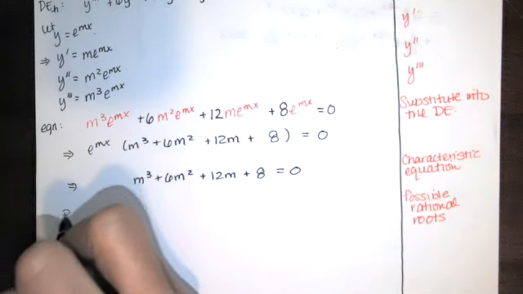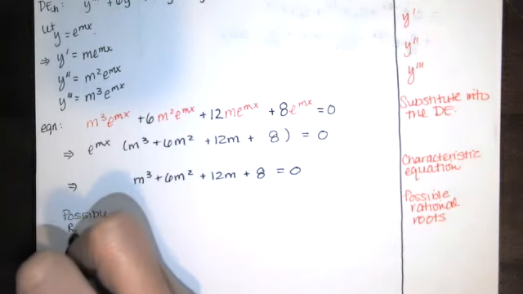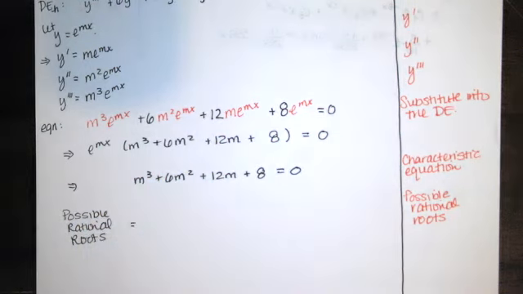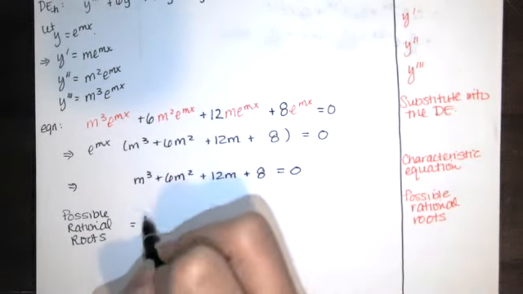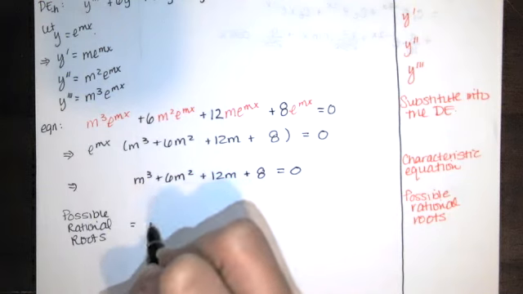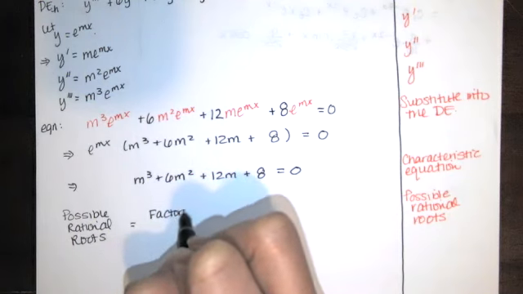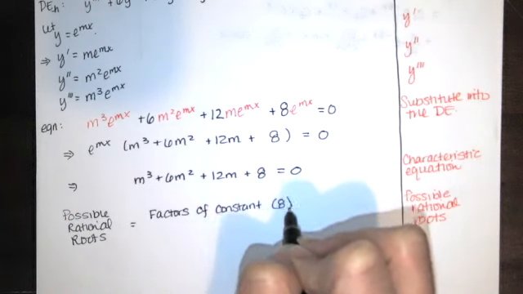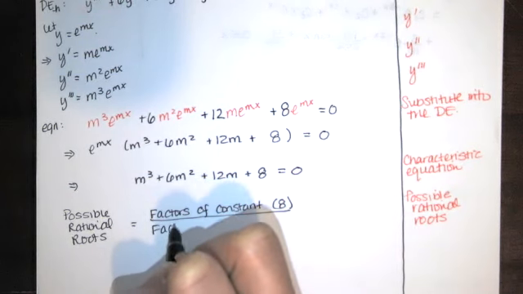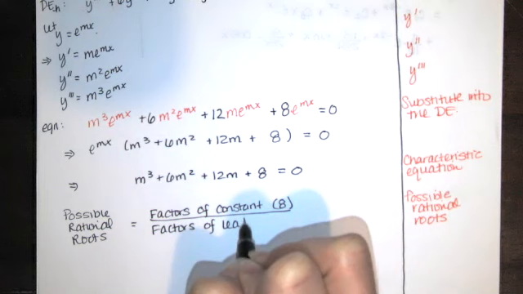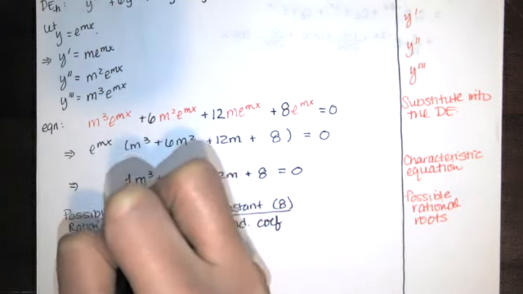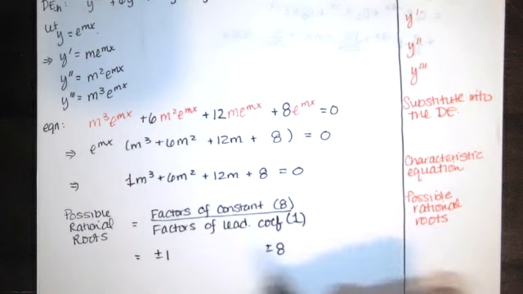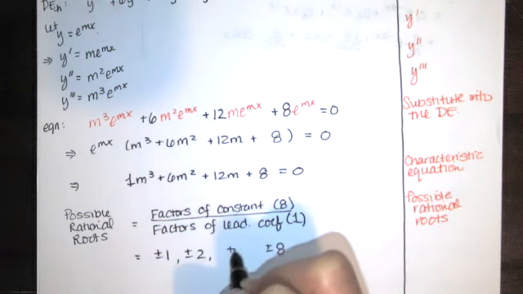So let's list the possible rational roots of a polynomial equation. Those are values of m of one of the following forms. The possible rational roots are given by the factors of the constant term, in this case 8, divided by the factors of the leading coefficient, and that's an implied 1. Factors of 8 include plus and minus 1, plus and minus 8, plus and minus 2, and plus and minus 4.